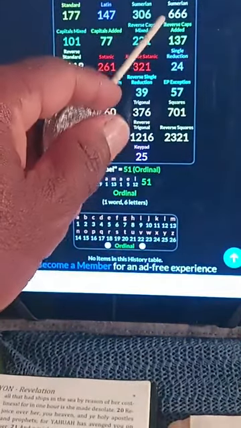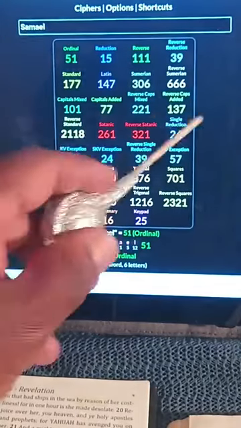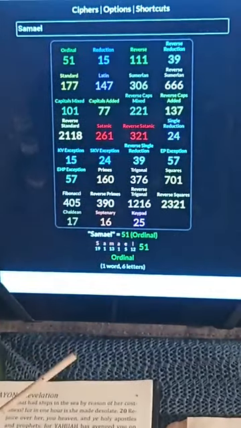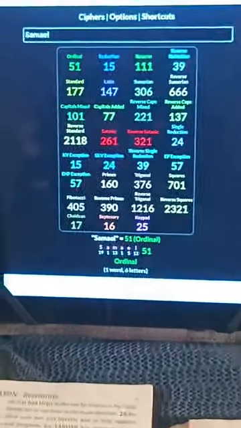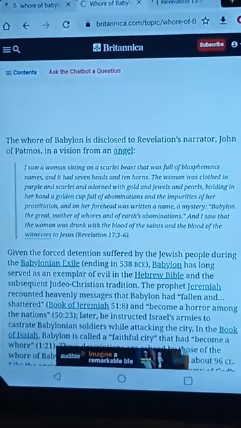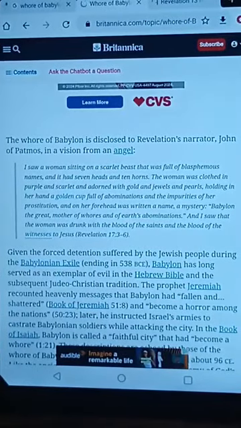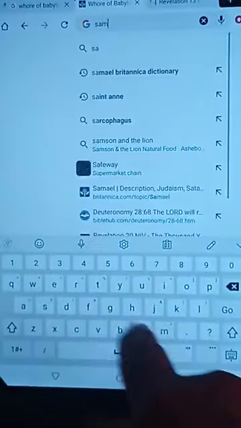Samael equals 666. Who is Samael? Well, let's ask the government's website, their encyclopedia called the Britannica. Does the government encyclopedia for Europe and America have information on Samael? Yes.